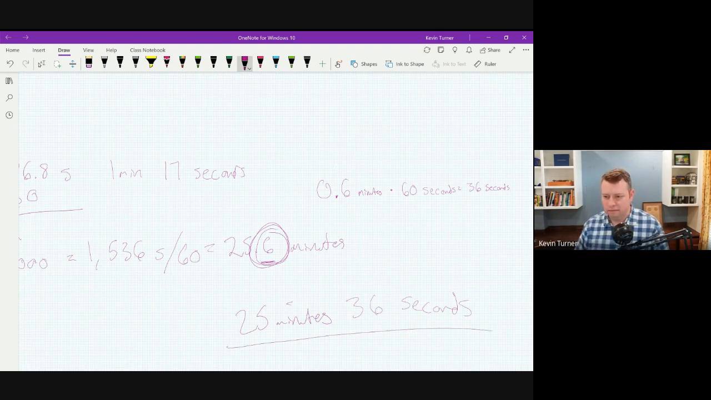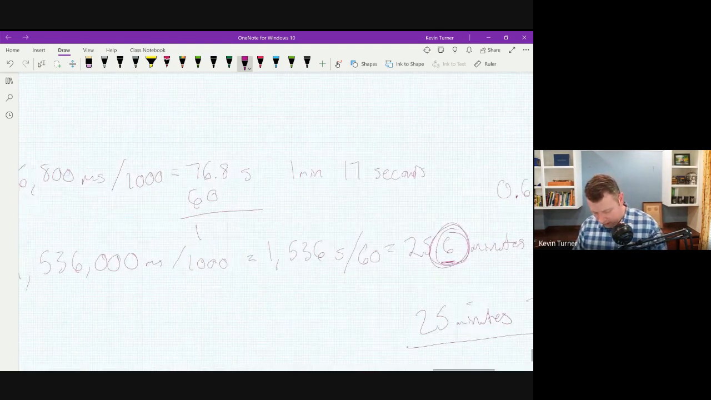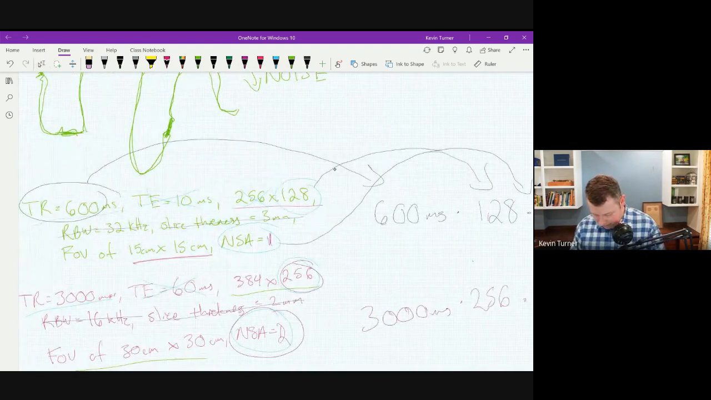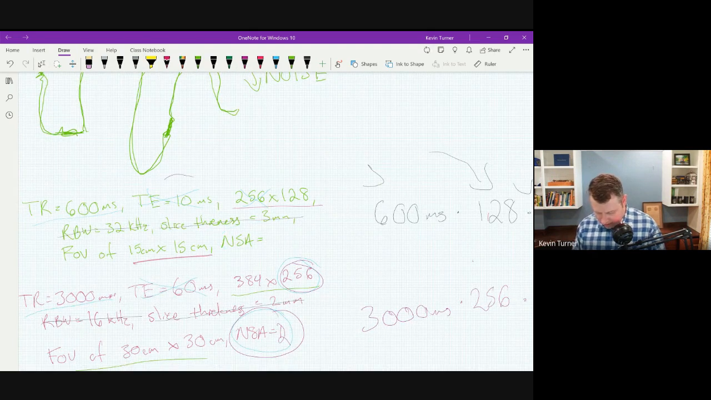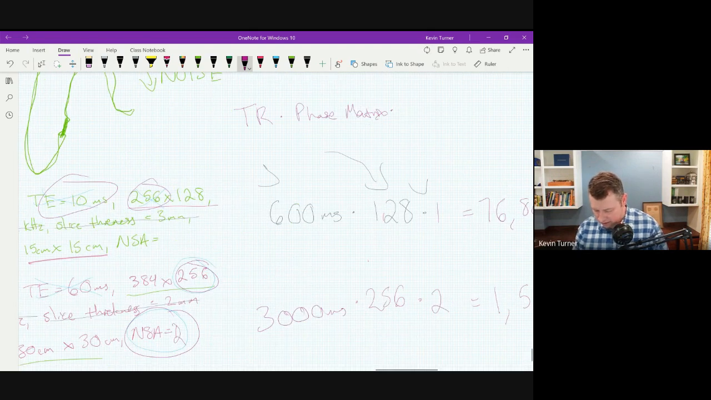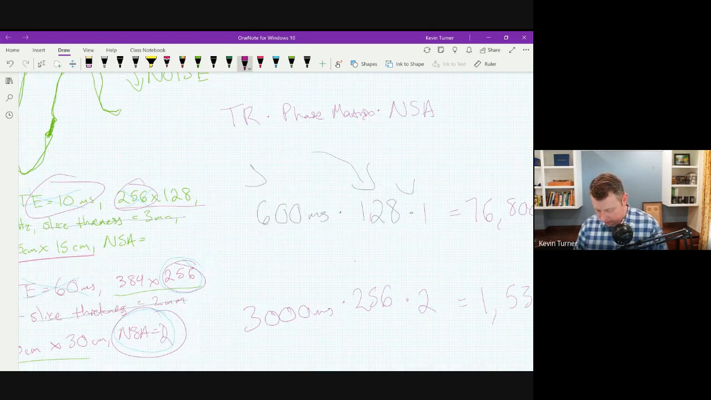All right. So step 1 is to memorize the time equation. Where students will get mixed up, just telling you the typical things I see: they will use TE instead of TR, and they will use the frequency matrix instead of the phase matrix, right? Make sure you understand it's TR and phase matrix, not TE and frequency matrix. That's why you want to memorize the time equation. TR times phase matrix times NSA.